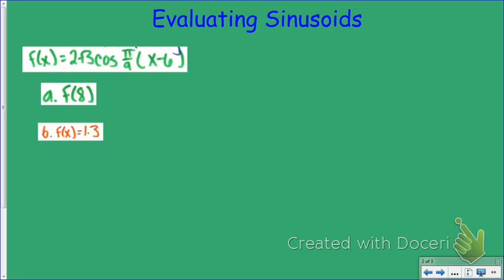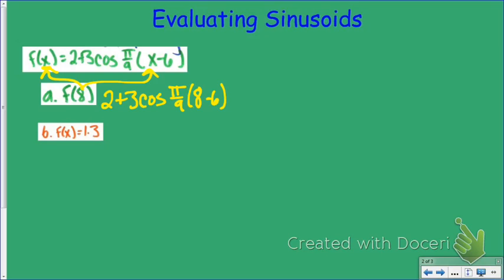We want to evaluate f of 8, which if you look, originally it says f of x is equal to that function. That 8 has just taken the place of that x, so everywhere there's an x in that function, we're going to replace it with an 8. So I have 2 plus 3 cosine pi over 9 times x minus 6. And that x is getting replaced with 8.